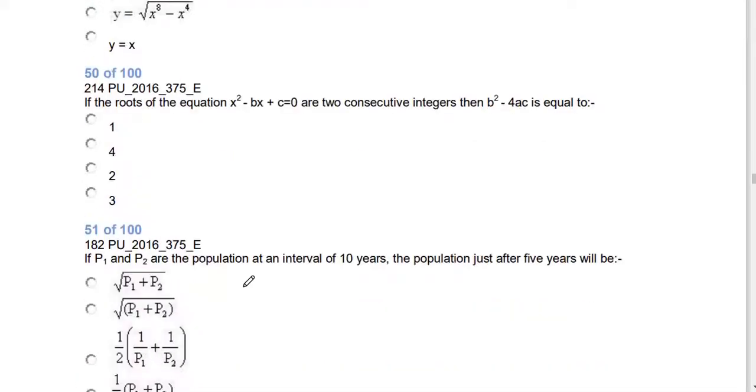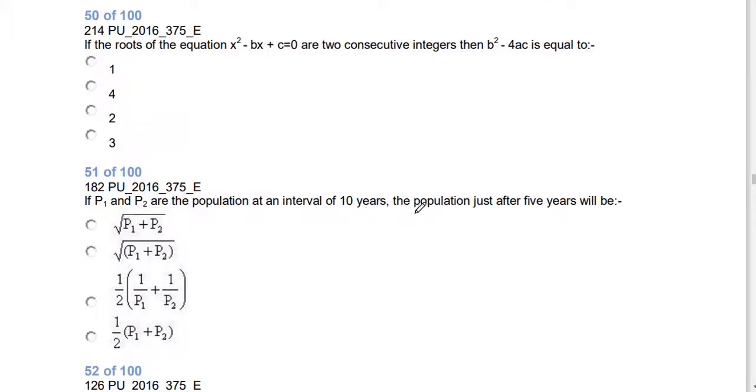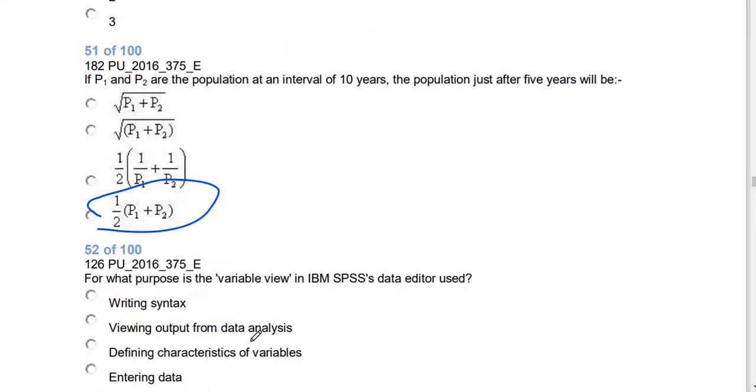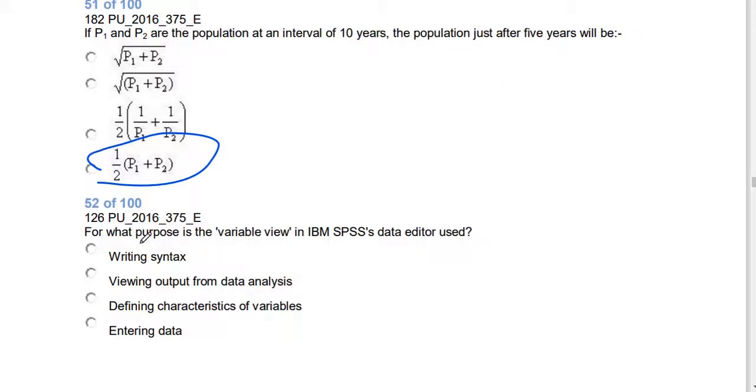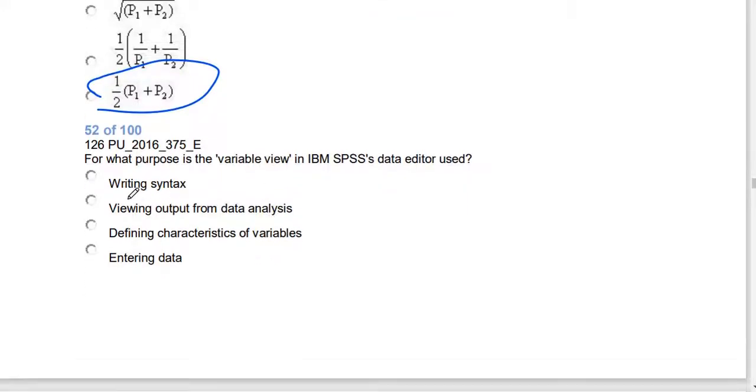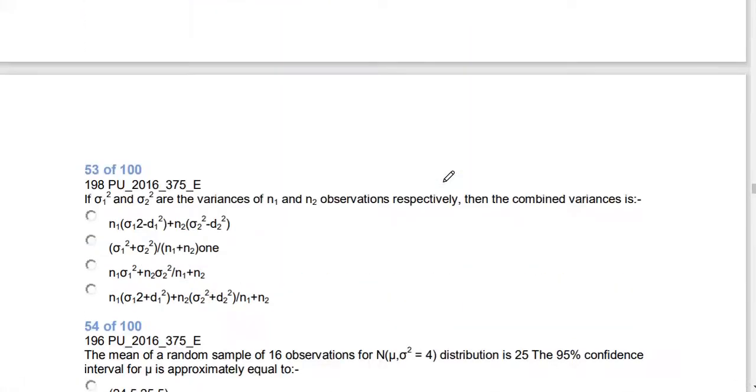You can also refer to this question: p1, p2 are population intervals of 10 years. The population just will take 5 years, then it will be like this. For what purpose of the variables do we use IBM SPSS Data Editor? Data Editor is used for viewing output for data analysis, I think Data Editor.